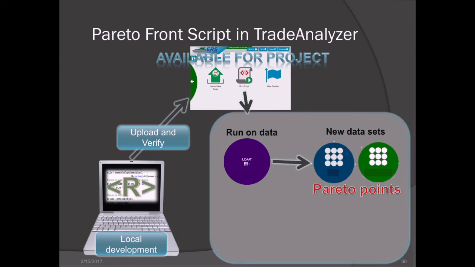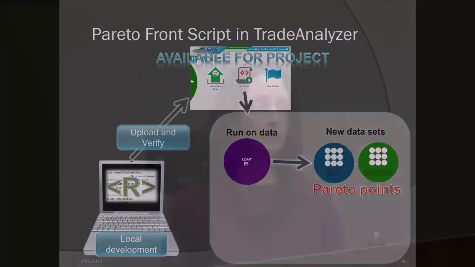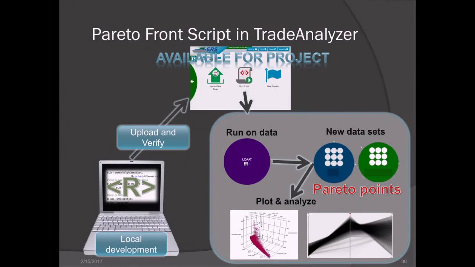From the script, you can generate new data sets. In this particular example, 2 data sets were created, one that consisted of only the Pareto front points computed from the LCAAT Design data, and another set that consisted of the original data augmented with a new column that indicated whether each design point was on the Pareto front or not. At that point, you have new Tradespaces, and you have available to you all of the tools and techniques from TradeAnalyzer to produce plots, filter the data, and do all sorts of other things.